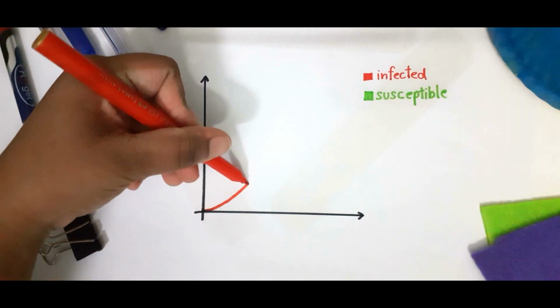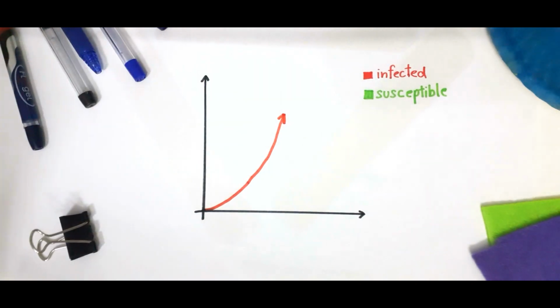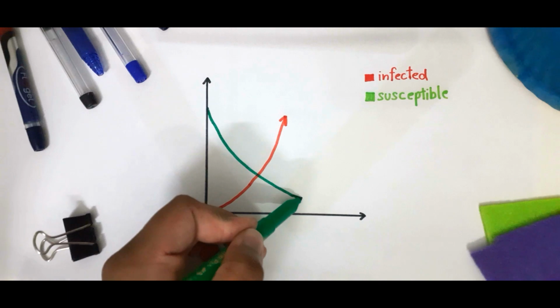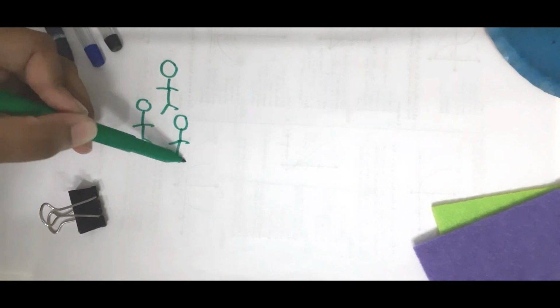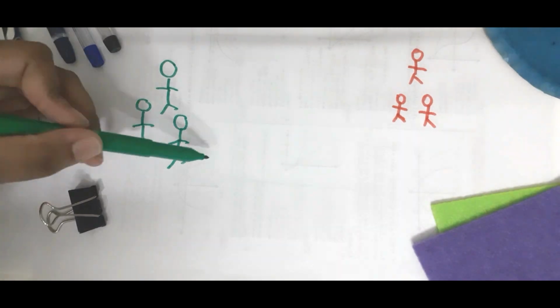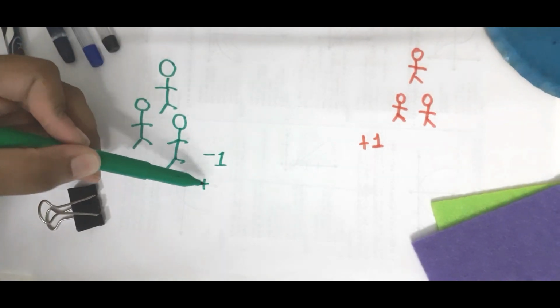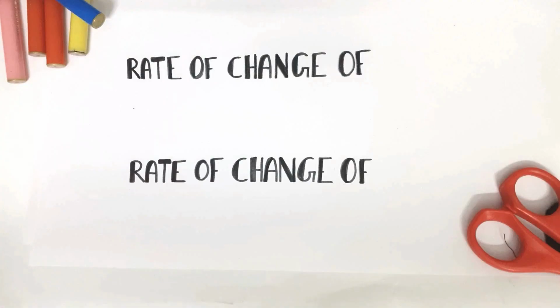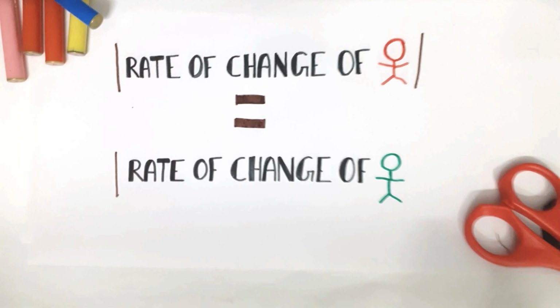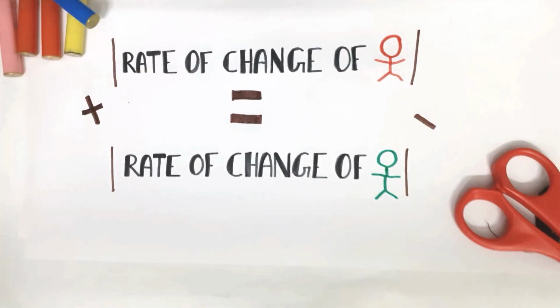Since the first case, the number of infected people has just been getting higher, and the number of susceptible people, that is, people free of COVID 19, has been getting lower. So we can say that the quantities of susceptible people and infected people are inversely related. That means if there is one less susceptible person, there is one more infected person, and vice versa. Thus, the rates of change for both of these quantities are the same. The only difference is that one increases while the other decreases.